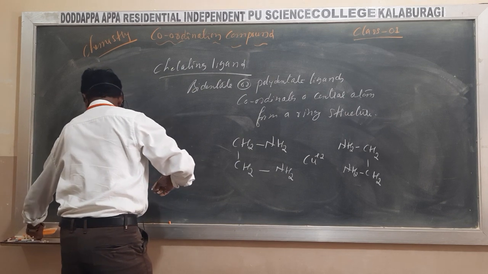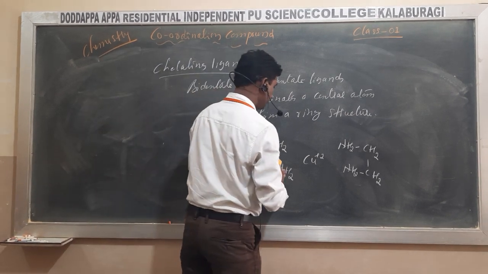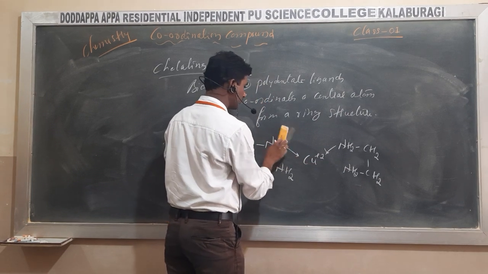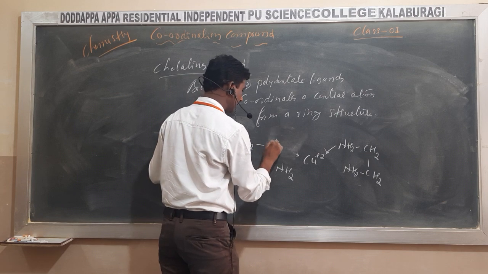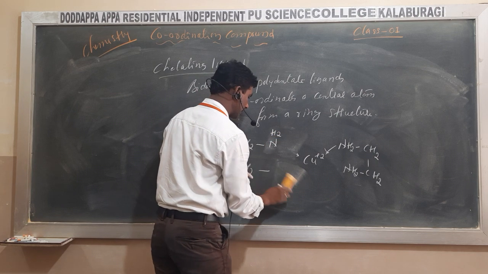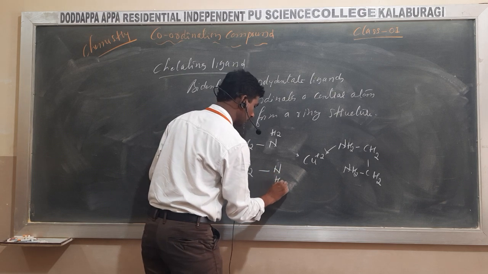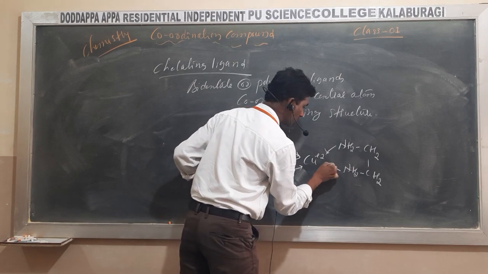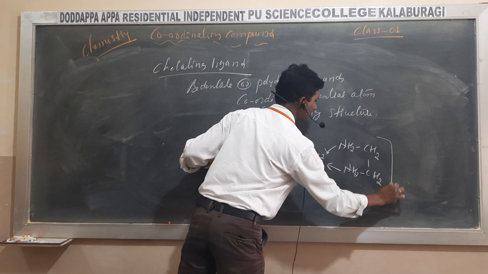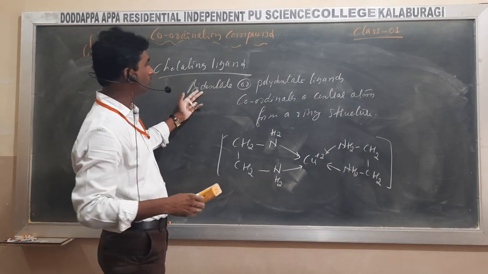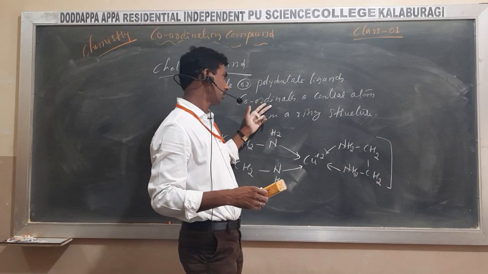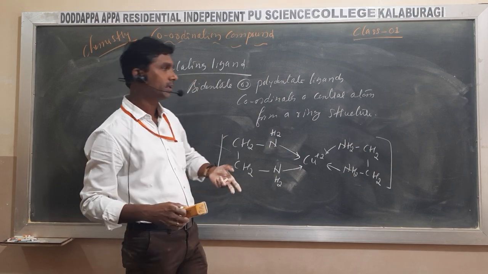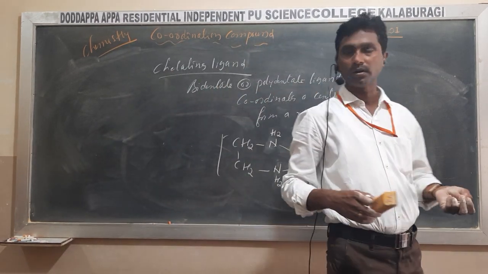Now I can write here: the nitrogen gives an electron, and this other nitrogen also gives an electron. I can write like this: NH2, and here NH2. Here the nitrogen is the donor, here the nitrogen is the donor. Hence it is called a chelate. What are chelates? If you use bidentate or polydentate ligands bonded or coordinated to the central atom, it forms a ring-like structure. So this is called a chelating ligand.